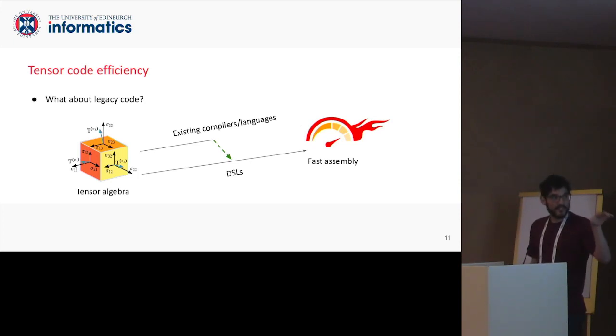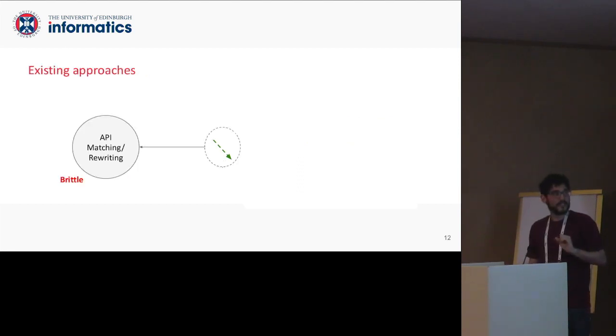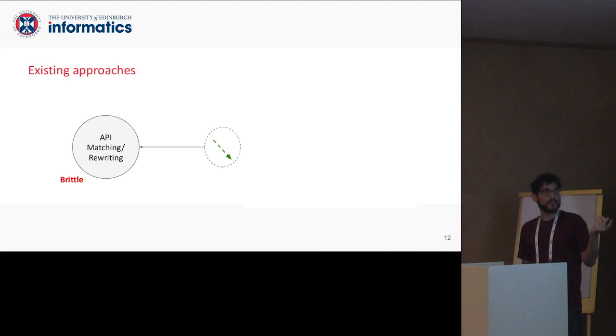People have tried to build that dashed arrow over there over the past few decades with different techniques. One example of such techniques is API matching or rewriting. It's when you detect a piece of code that's performing a computation and then you replace it with a call to some API that was designed for performing that. The problem with that approach is that it's very brittle and it needs to change a lot every time the API changes itself. And you know that usually those APIs change by version very fast, so you need to change your API matching approach.